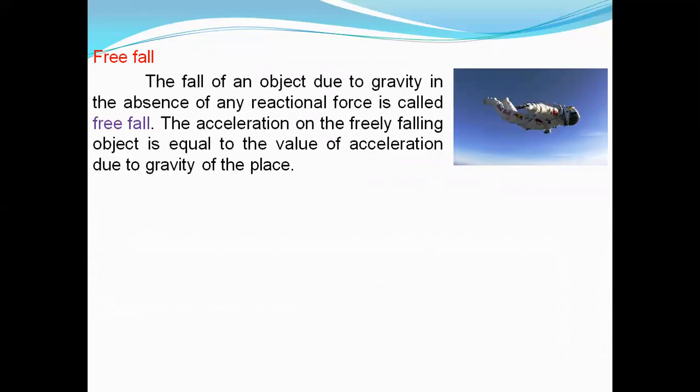Now free fall. Clear from the word, fall freely, falling freely. Here an astronaut falling freely is shown in the figure. The fall of an object due to gravity in the absence of any reactional force, any resistance, is called free fall. The acceleration of the freely falling object is equal to the value of acceleration due to gravity of the place because it is not acted on by any reactional force.